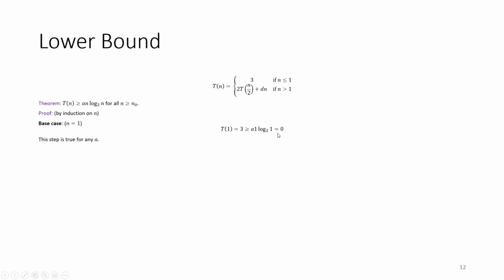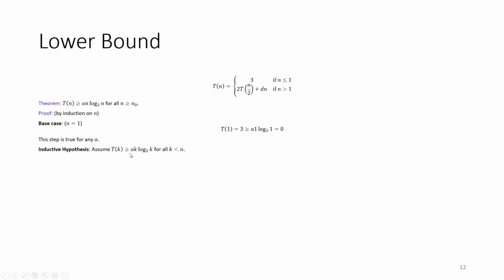Well, let's just take a look at our base case to make sure. T of 1 is still 3. 3 has to be greater than or equal to this. Well, that's 0. 3 is greater than or equal to 0. That's true for any a. Check, we're done. So the thing that caused us a problem on the upper bound makes it easy on the lower bound.